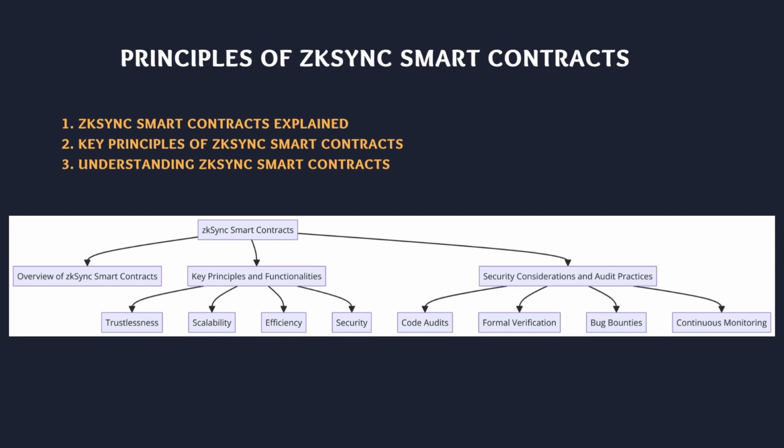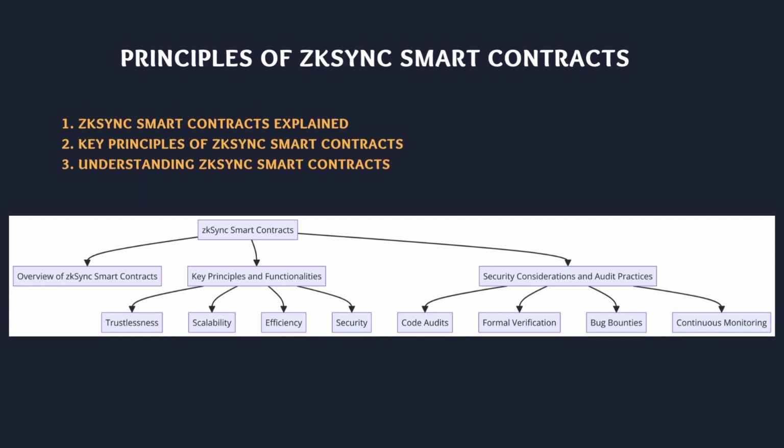2. Scalability. zkSync smart contracts achieve scalability through the use of zero-knowledge proofs, zkSNARKs. These proofs enable the network to validate large batches of transactions off-chain and then commit a single proof on-chain. This significantly reduces the load on the Ethereum mainnet and allows for higher transaction throughput.